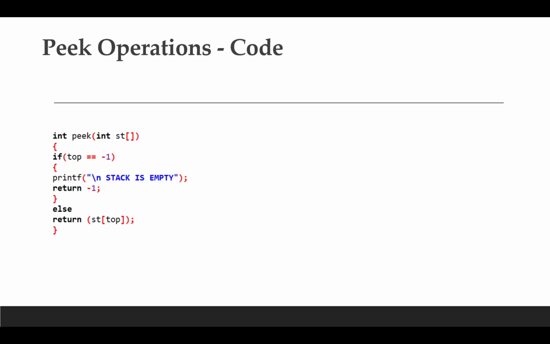So this is the code. First we check the condition top is equal to -1. If it is true, it will print stack is empty and return -1. If it is false, it will go to the else part and return the topmost value, whatever value is assigned at the top position. So this is about the operations of the stack.